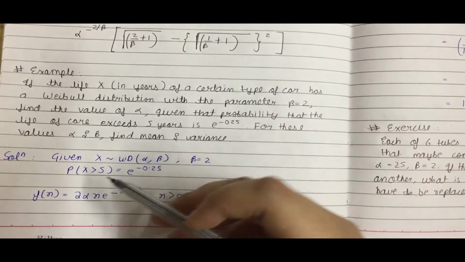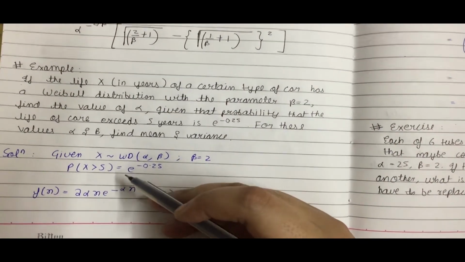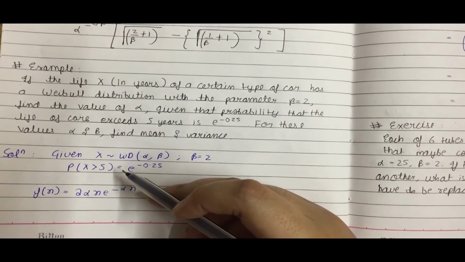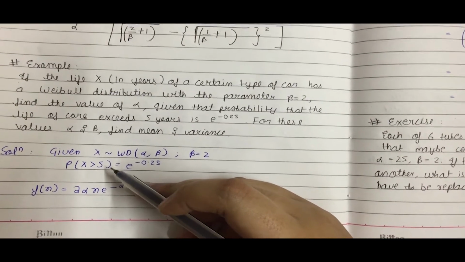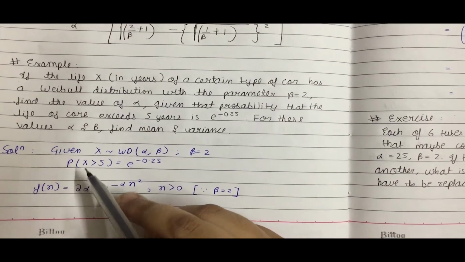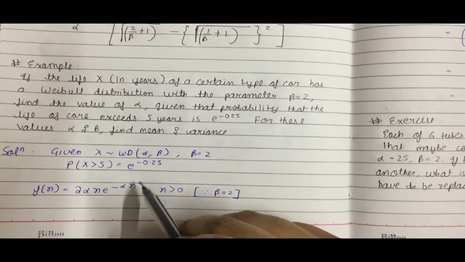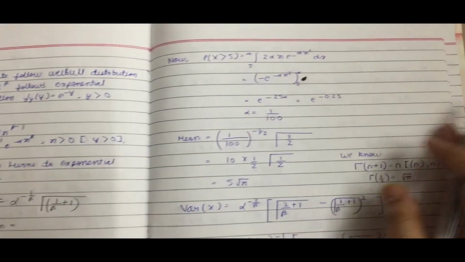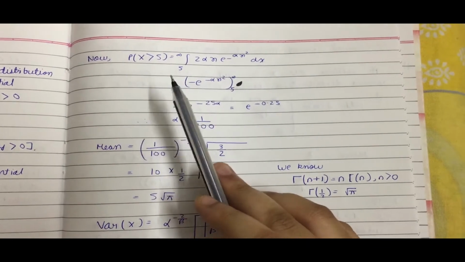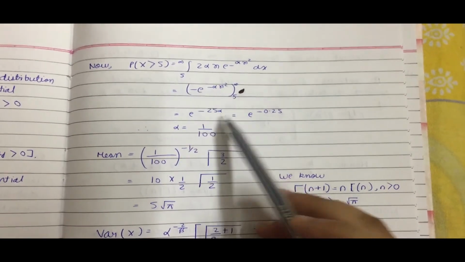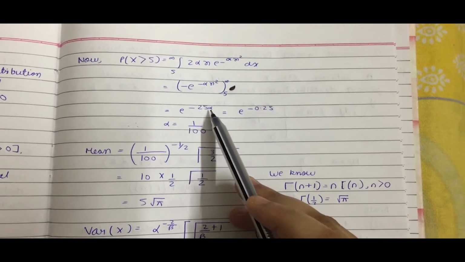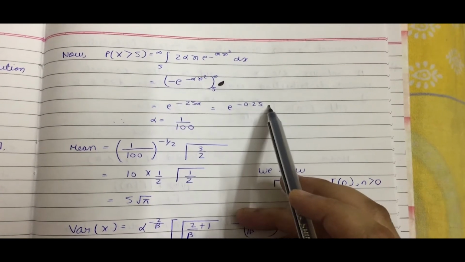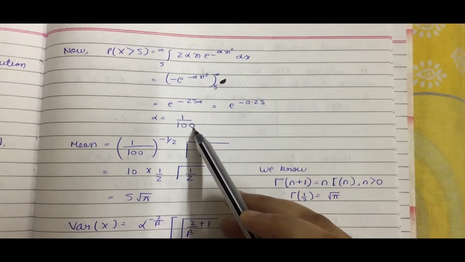So it has been given that probability of x greater than 5 is equal to e to the power minus 0.25. So all we need to do is equate the values using the probability density function. When we put the value of this in the function, here this is the probability density function. So when we put the values of probability of x greater than 5, we get it as e to the power minus 25 alpha. When we equate it with the given value, that was e to the power minus 0.25, we get alpha as 1 by 100.